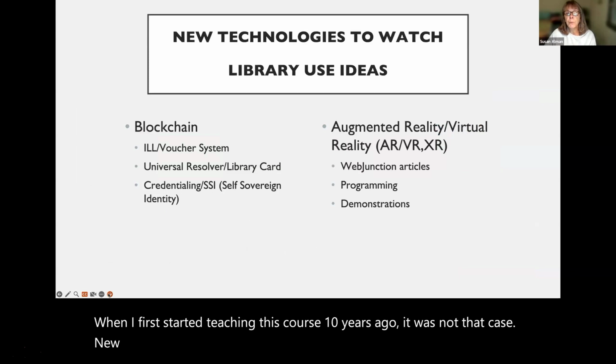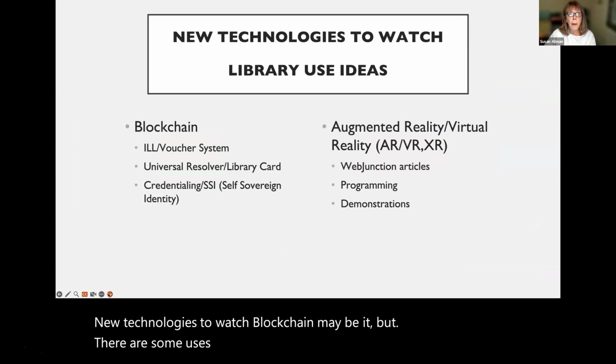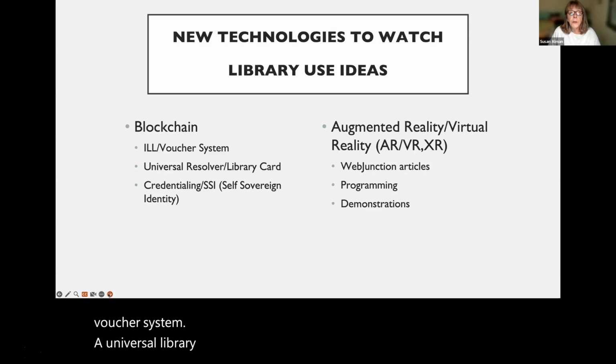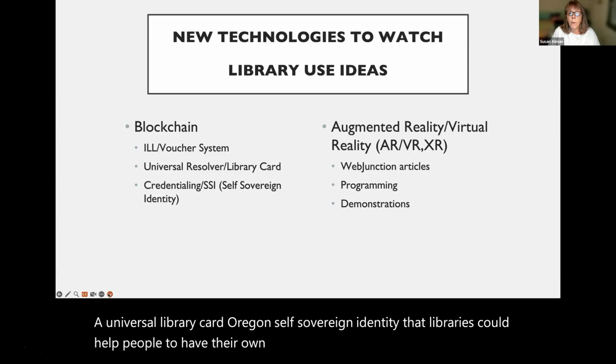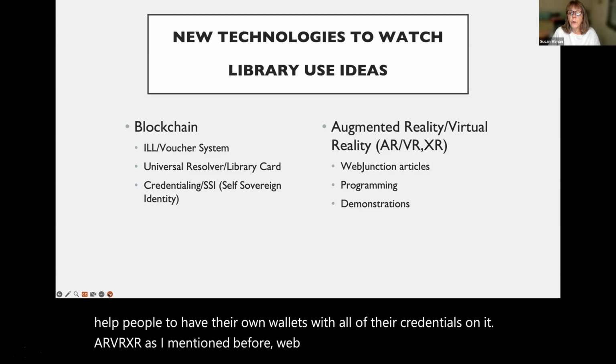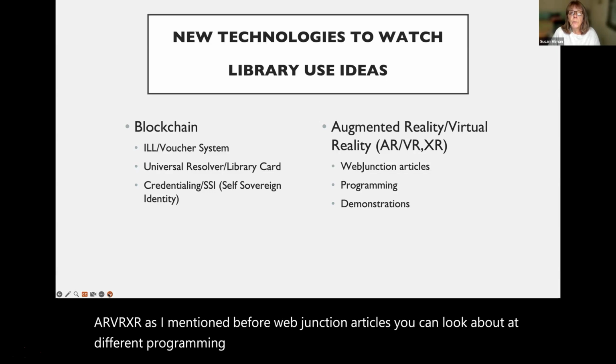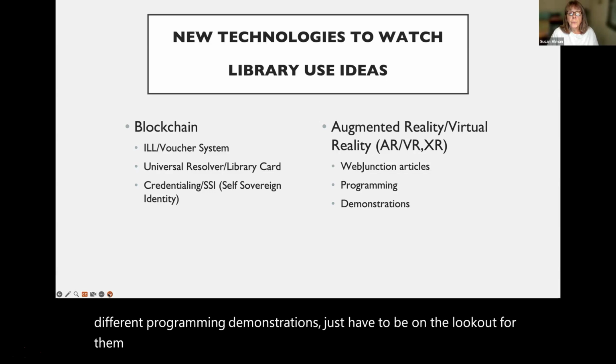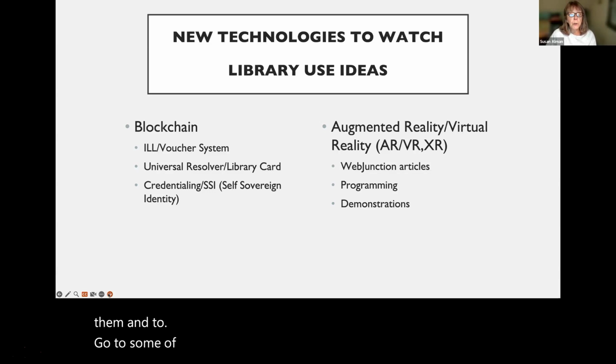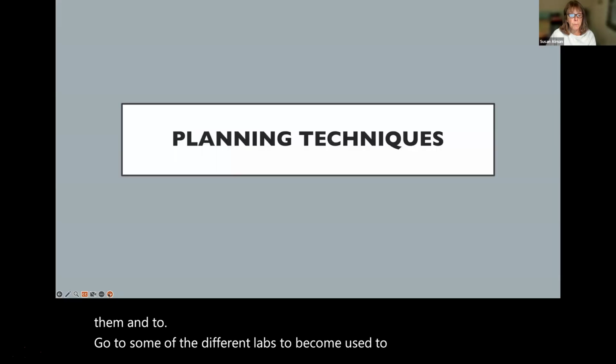New technologies to watch. Blockchain may be it, but there are some uses that were discussed about having it be an ILL voucher system, a universal library card, or self-sovereign identity, that libraries could help people to have their own wallets with all of their credentials on it. AR, VR, XR, as I mentioned before, Web Junction articles. You can look at different programming demonstrations. Just have to be on the lookout for them and to go to some of the different labs to become used to them and familiar with them.